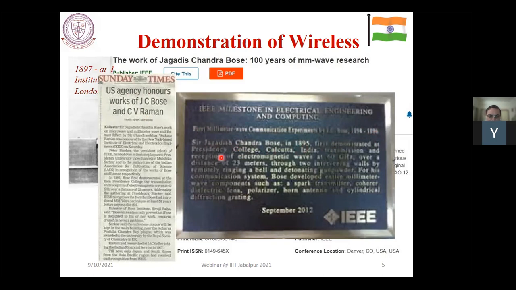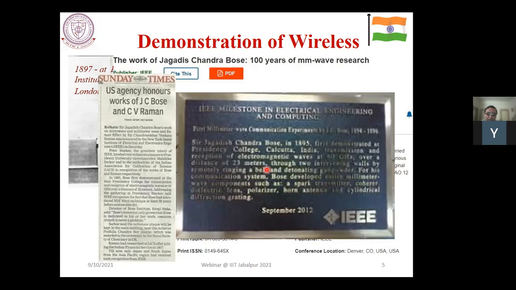Instituted at Presidency College, Calcutta, India, transmission and reception of electromagnetic waves at 60 gigahertz over a distance of 23 meters, through two intervening walls, by remotely ringing a bell and detonating gunpowder. For this communication system, Bose developed entire millimeter wave components such as a spark transmitter, Pohara dielectric lens, polarizer, horn antennas, and cylindrical diffraction grating. And this was handed over to the authority in September 2012.